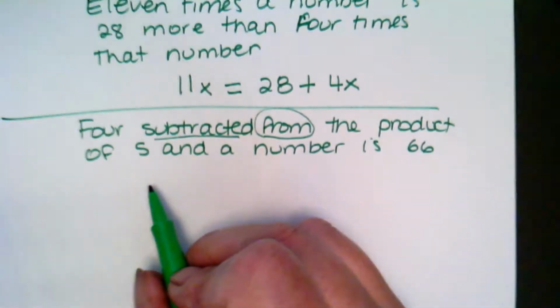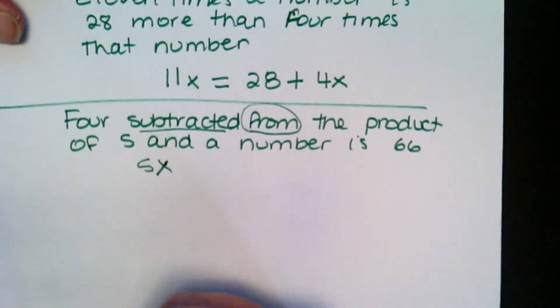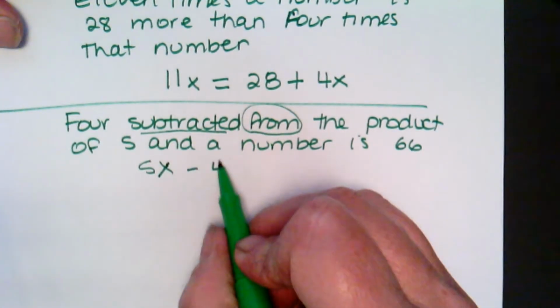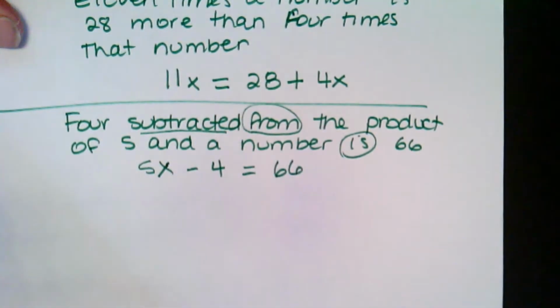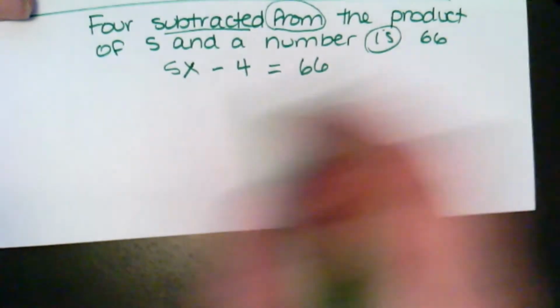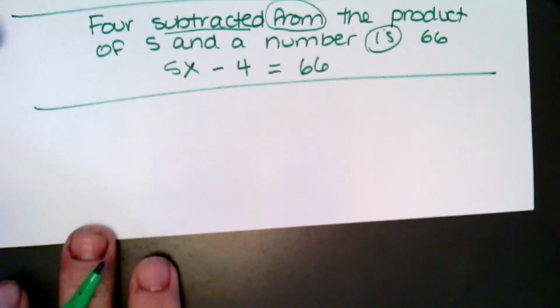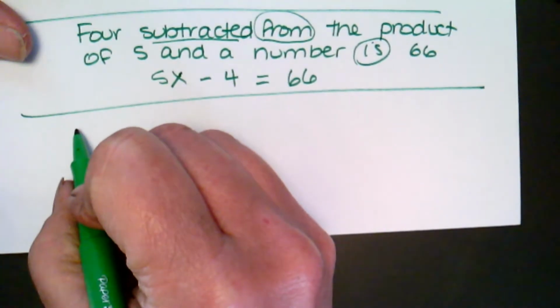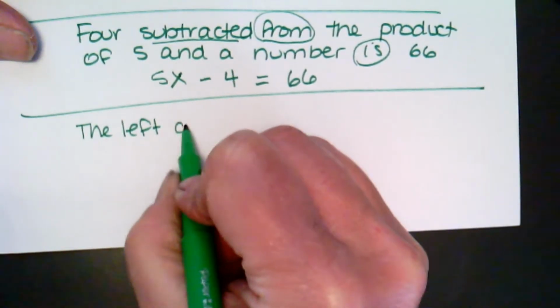So product of 5 and a number means 5x. And then we're going to subtract that 4 from it. Is, and then we've got 66. Alright, so this one we see quite often. And I even think I remember seeing it on your tests.